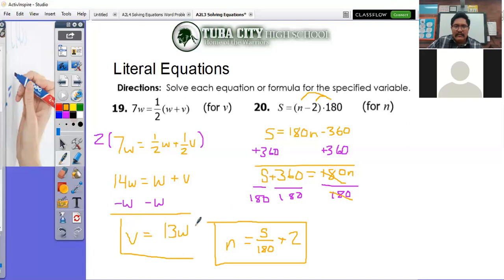That one we weren't able to solve all that much. But at least we got the n by itself.